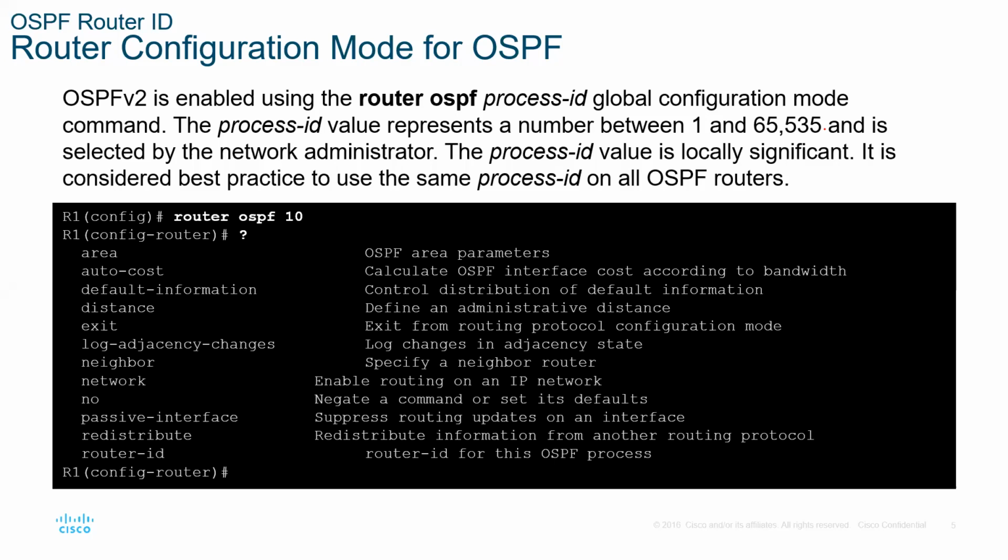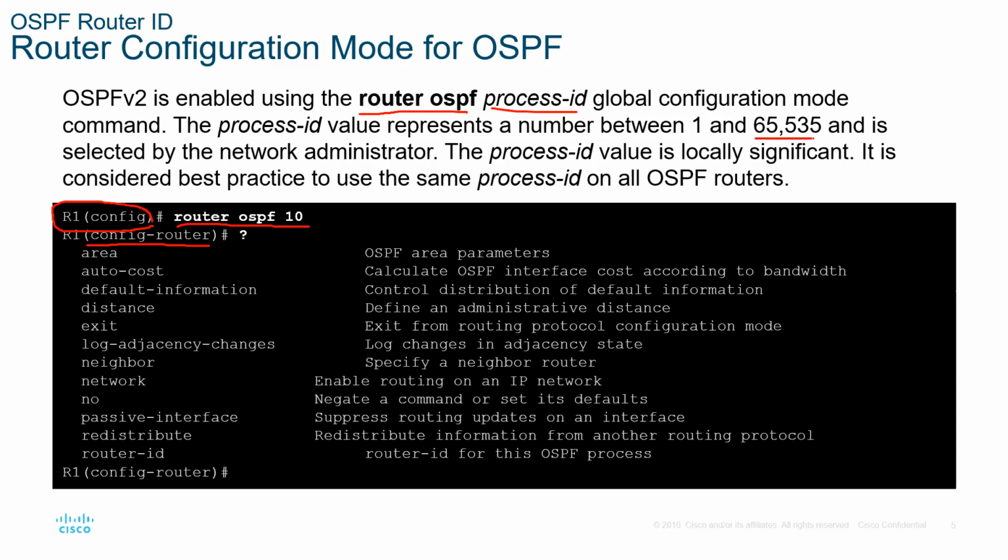The configuration mode for OSPF is usually enabled using the command router ospf, and the process ID follows. So in this case, once I am in my global configuration mode, all I need to do is router ospf, then the process ID. Once I do that, it changes the mode that I'm in, so I immediately move into a router sub-configuration mode. The process ID values represent the numbers between 1 and 65,535.